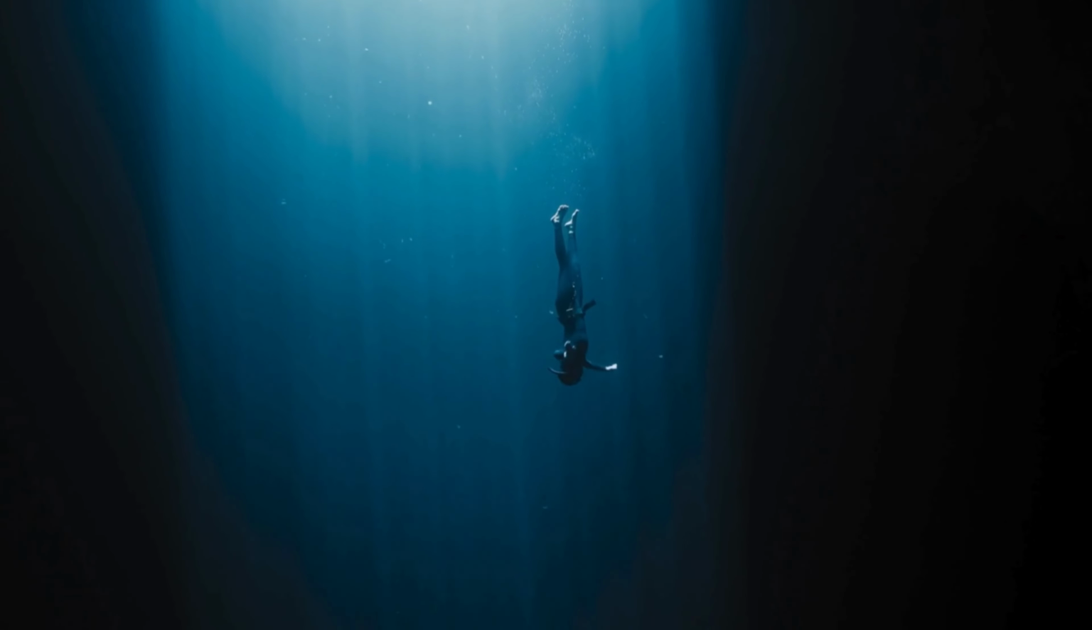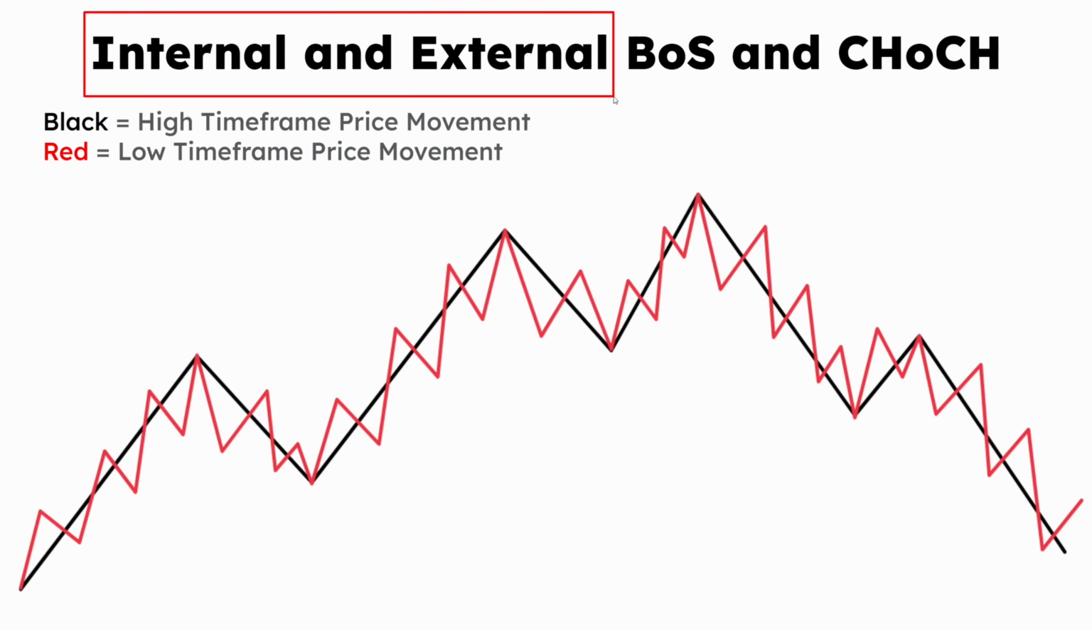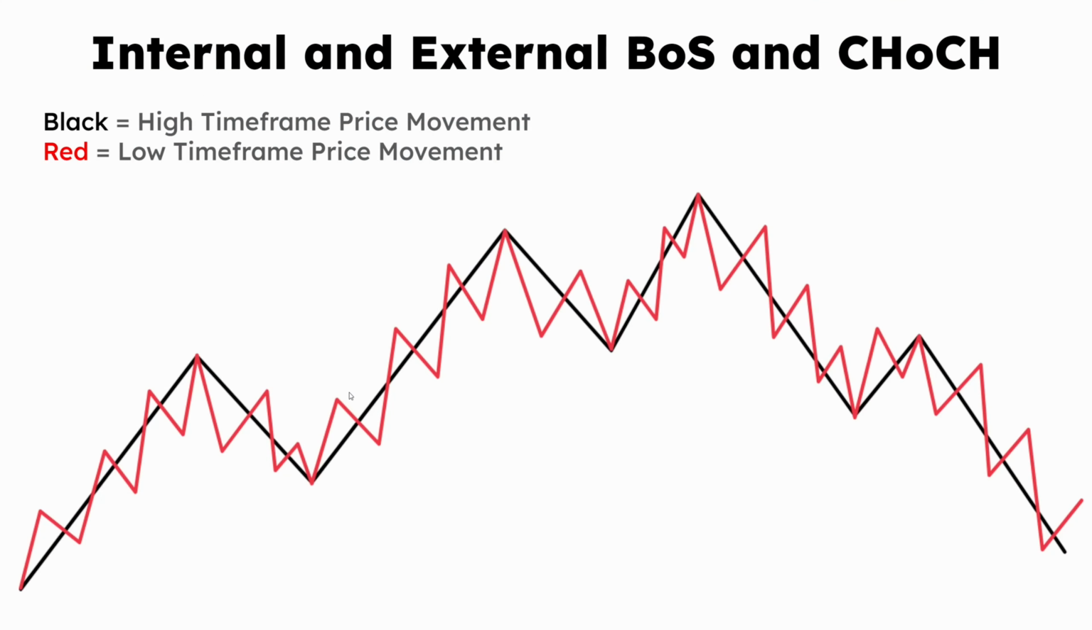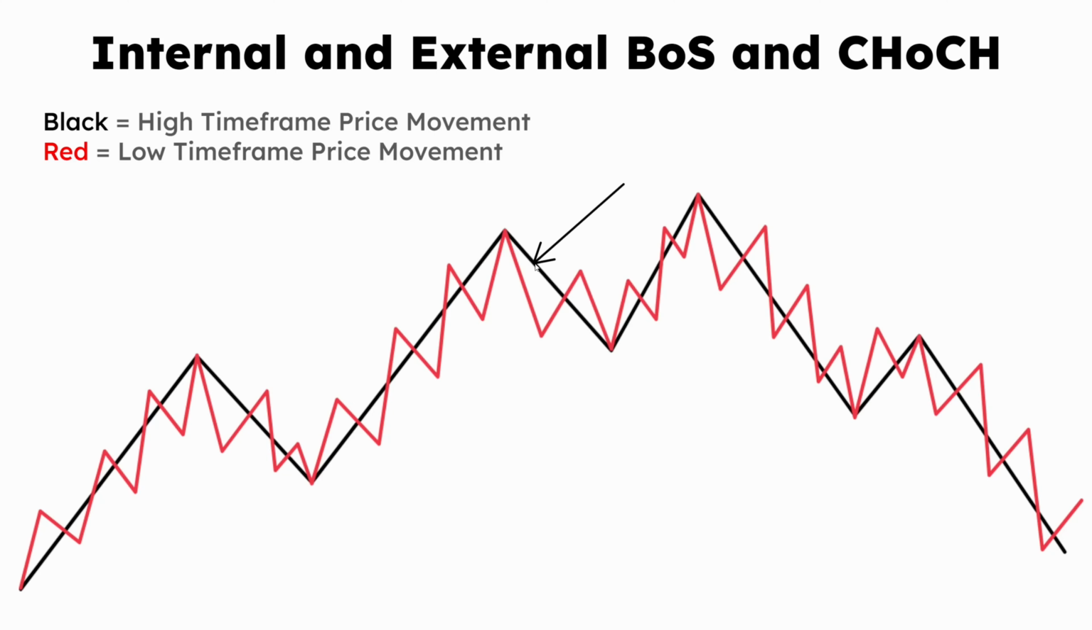So now let's dive a little bit deeper and take a look at something called internal and external break of structure and change of character. And here on the screen we have two different time frames. The black line right here is the high time frame. So it could, for example, be a daily chart, or in other words, that every candlestick represents one day, while the red line right here is the low time frame. So this might, for example, be a 1 hour chart.